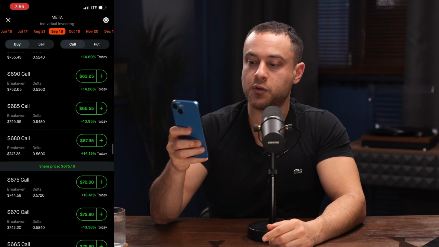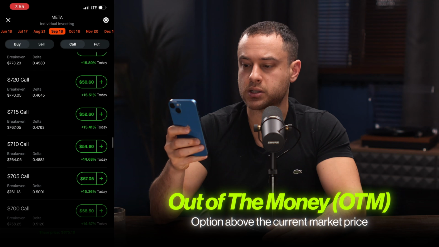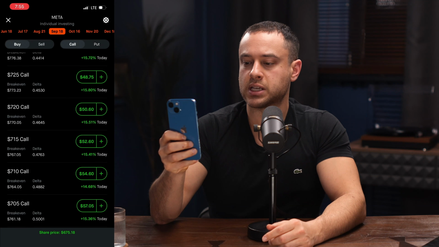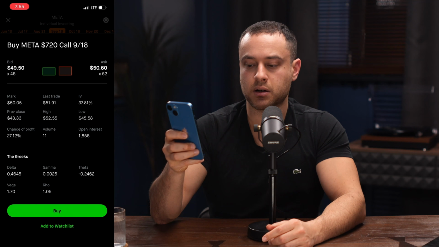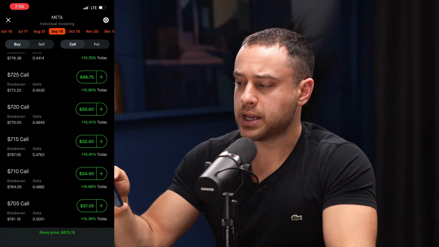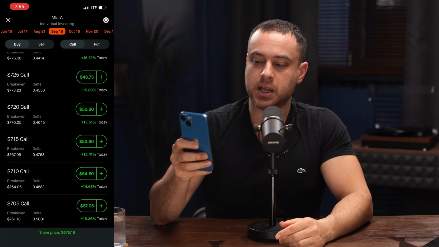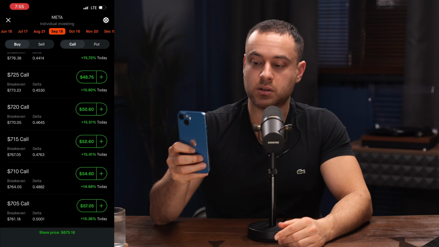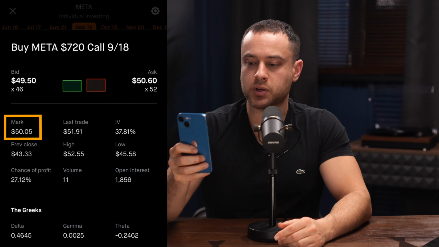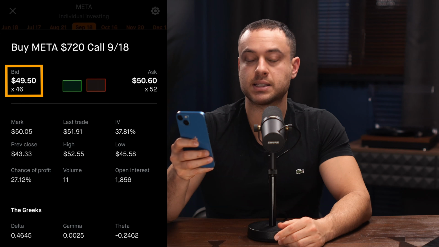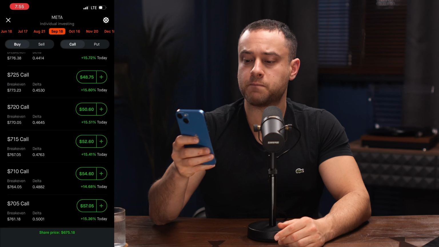Now, if I go for an out-of-the-money call option, which is also very popular, especially for beginners, then let's say that I go for 720 here. A $720 call option is going to have a lower delta. Here, it has a 46 delta. Now, the main difference between an out-of-the-money option and an in-the-money option is this out-of-the-money option of $720 strike price has a $50 premium. You can see the bid is $49.50 and the ask is $50.60. The premium here is about $50.